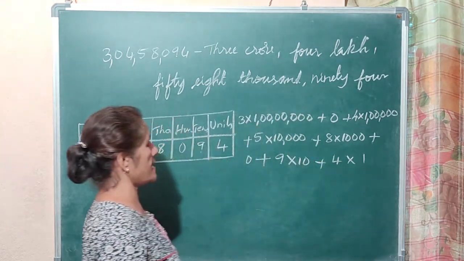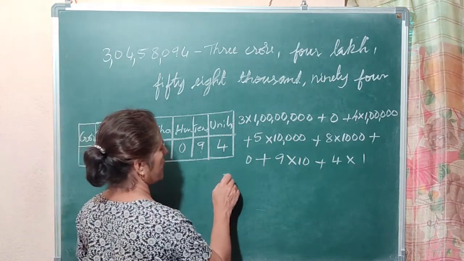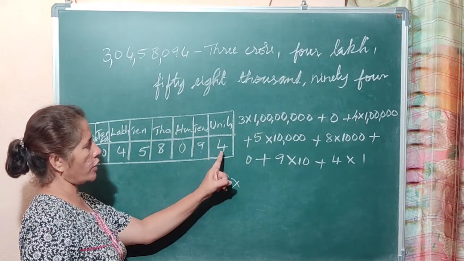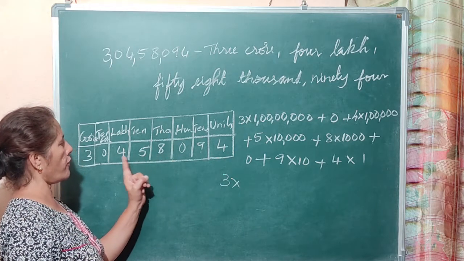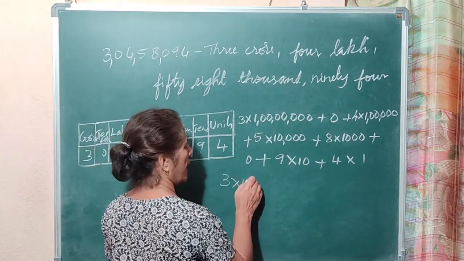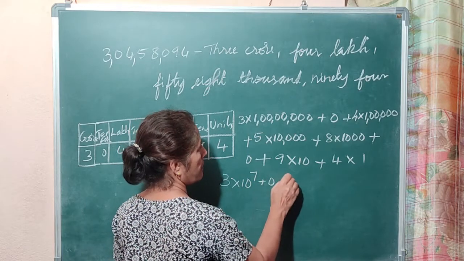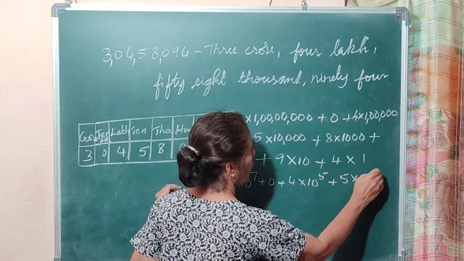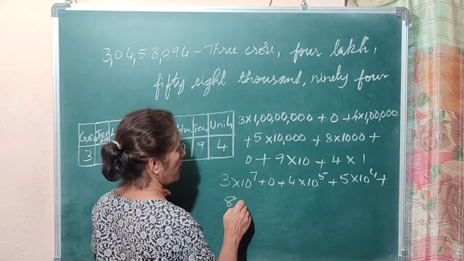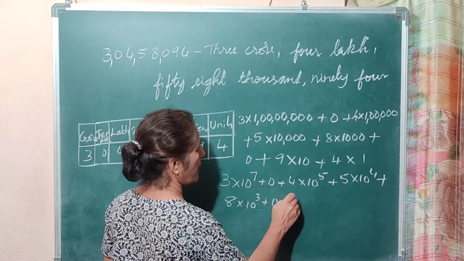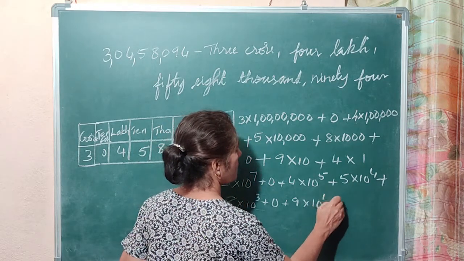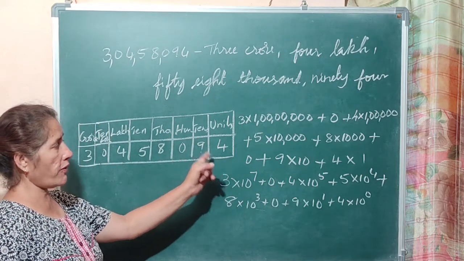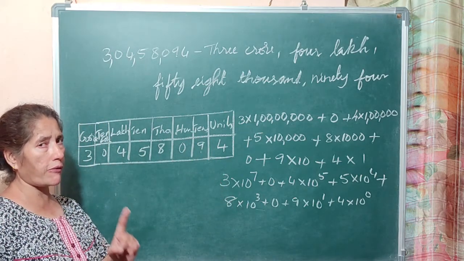How do you write this in powers of 10? 3 into 1, 2, 3, 4, 5, 6, 7. Are we correct? 10 to the power of 0, 1, 2, 3, 4, 5, 6, 7. Very much correct. 3 into 10 to the power of 7 plus 0 plus 4 into 10 to the power of 5 plus 5 into 10 to the power of 4 plus 8 into 10 to the power of 3 plus 0 plus 9 into 10 to the power of 1 plus 4 into 10 to the power of 0. The last digit is 4 into 1, that is 10 to the power of 0. Any number to the power of 0 is 1.